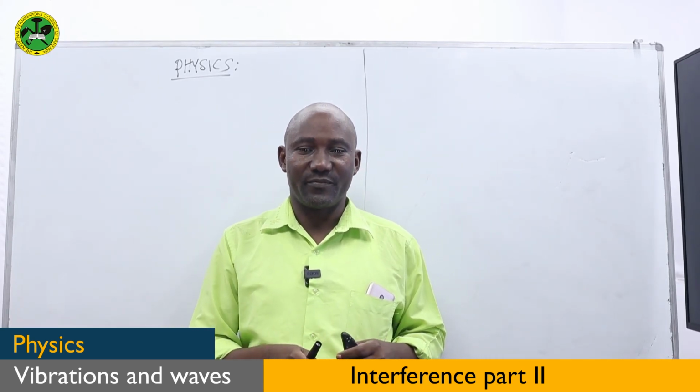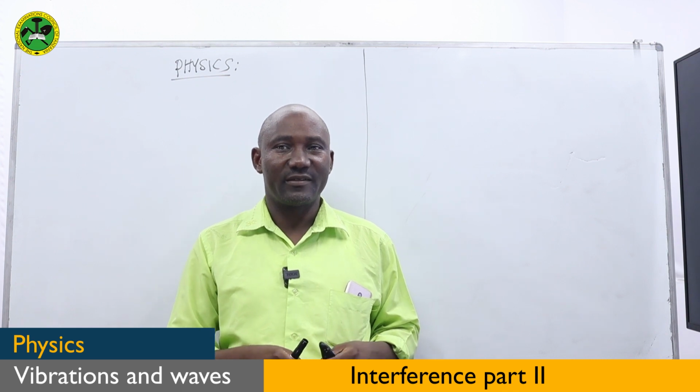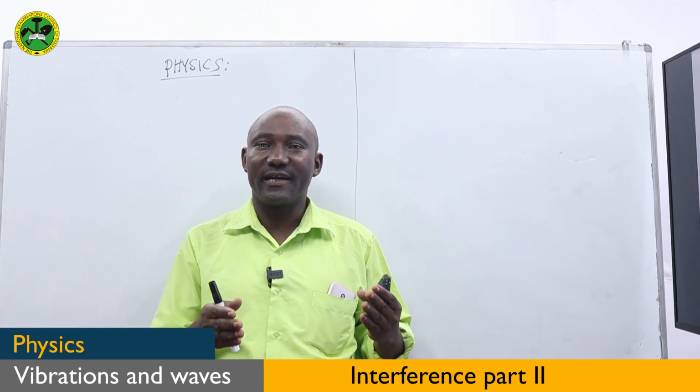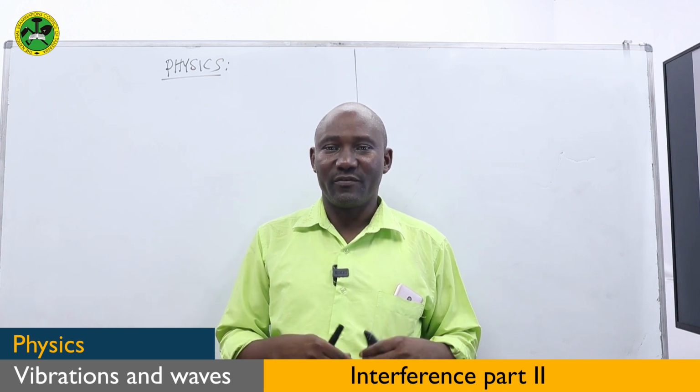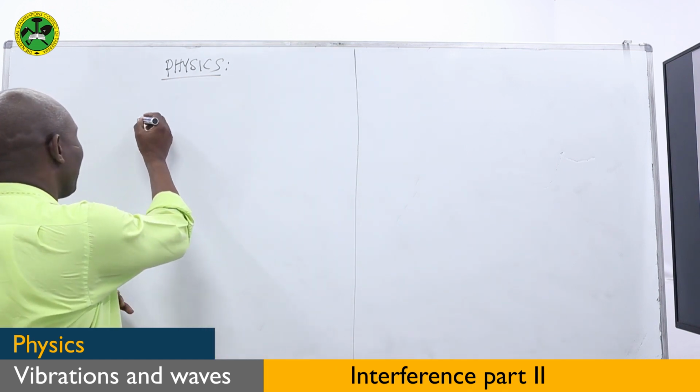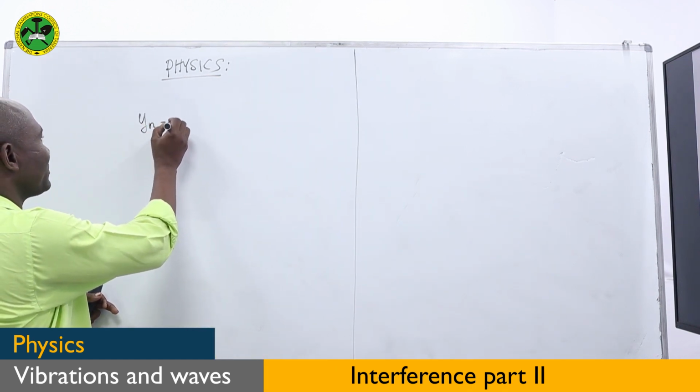It's physics time. Today's discussion will be based on the topic known as vibrations and waves, particularly the subtopic interference. This is the second part of interference. If you remember, last time we had interference in Young's double slit experiment, and we saw that we can find the position of the fringes using the formula.